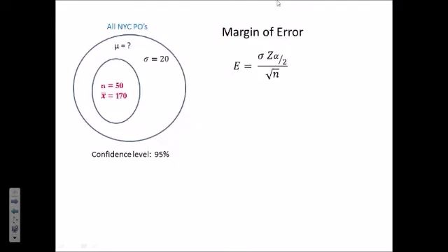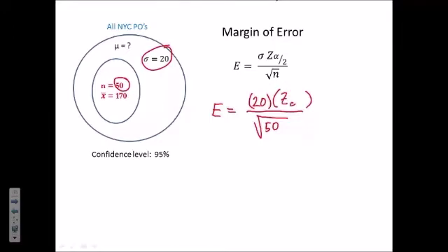A picture summarizes what I did on the previous slide, and the first step in getting the confidence interval is to calculate the margin of error. So we substitute into the formula: margin of error E is equal to sigma times Z critical divided by the square root of the sample size. So E is equal to, sigma is 20 over the square root of N, which is 50, times on top Z critical. Now, how do we get Z critical?